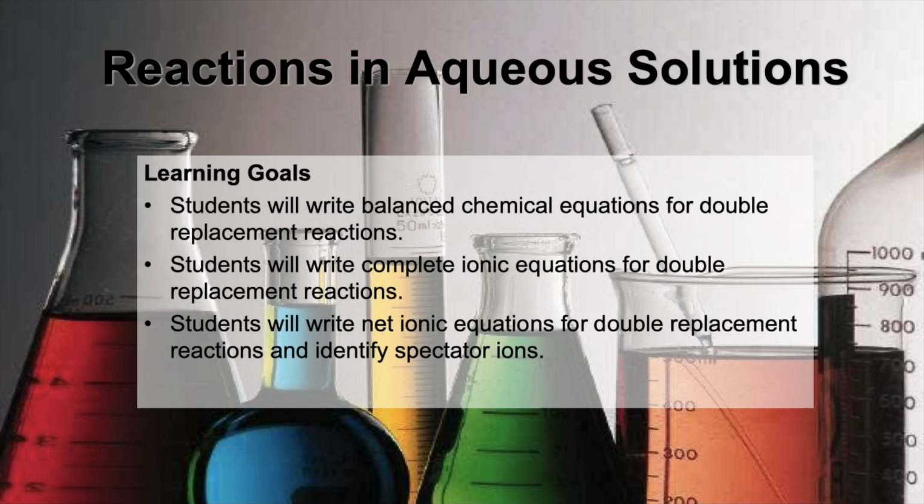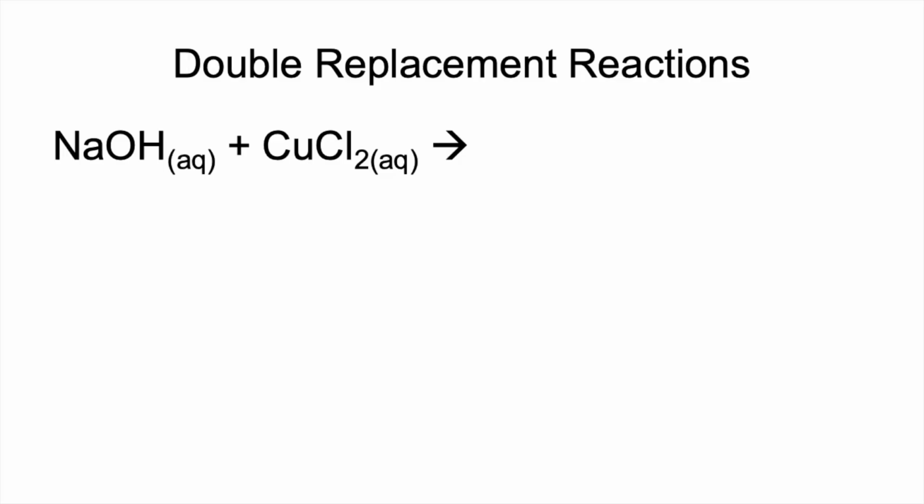I'm Miss Sleight and today we're going to be talking about reactions that occur in aqueous solutions. So by the end of this note set you should be able to write complete and net ionic equations for double replacement reactions, as well as identifying spectator ions within those reactions. Let's begin with a quick review of double replacement reactions.